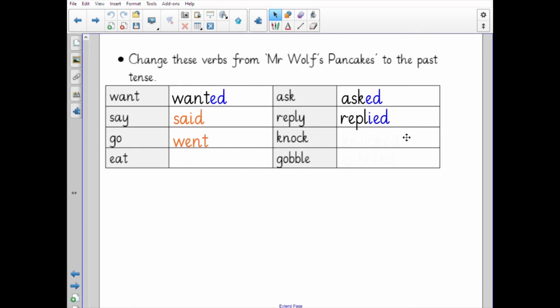Knock. Yesterday I knocked. So it sounds like a T, but it's our ed again. Eat. What would that be? We don't say eated. Ate. That's right if you got that. And then finally, a way of eating. Gobble. That would be gobbled. So we don't need to add ed because there's already an e on there. So we would just add a d on there. Okay, so that's how that should look.